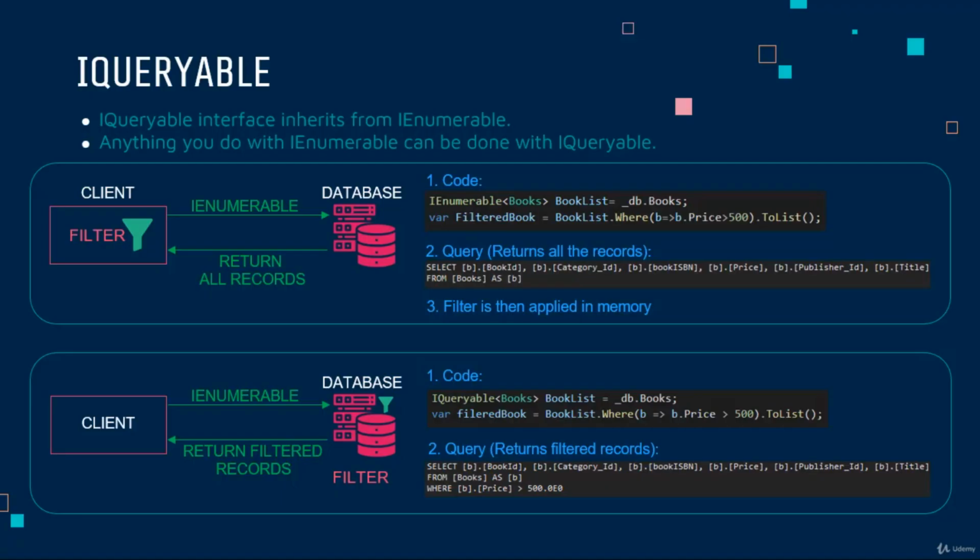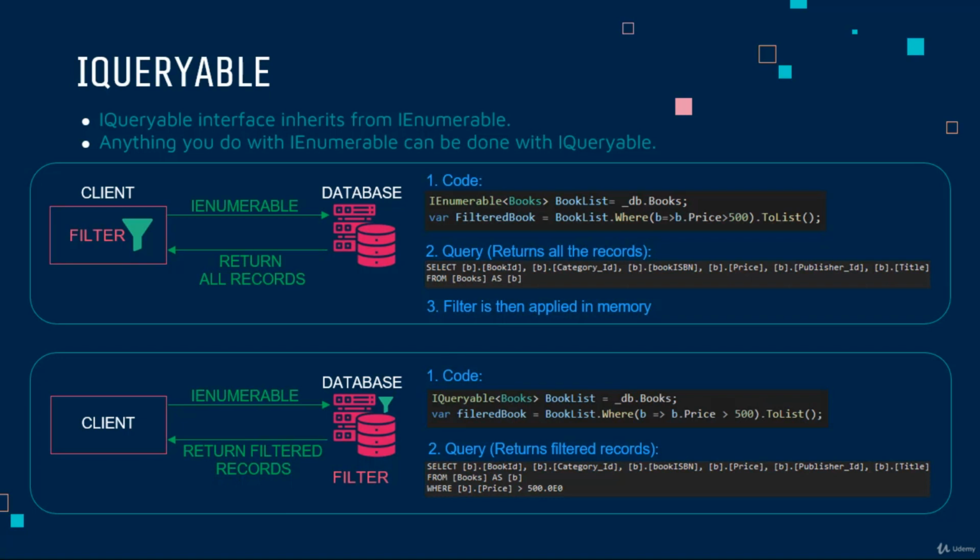Next thing that I want to introduce you to is IQueryable. The IQueryable interface inherits from IEnumerable. So anything that you do with IEnumerable can also be done with IQueryable. That being said, what is the difference with IQueryable and when should you use IQueryable?